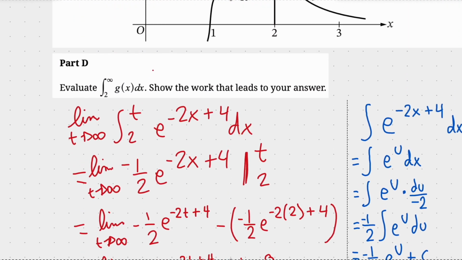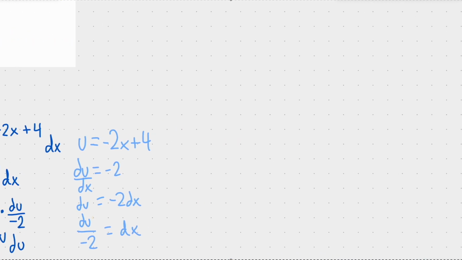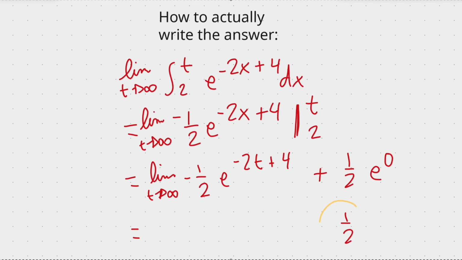And then here's a thought about this part of the question, part D. This is also asking us to find area, basically. We found the area of this region that goes on infinitely, but they did not phrase it as an area question. I think that's interesting. Here's how I write my answer. I guess I did simplify my answer.